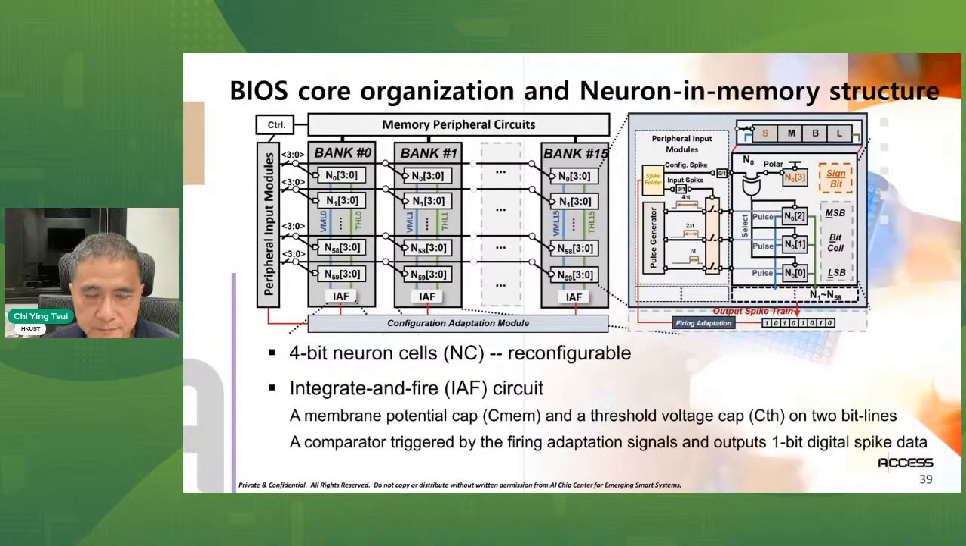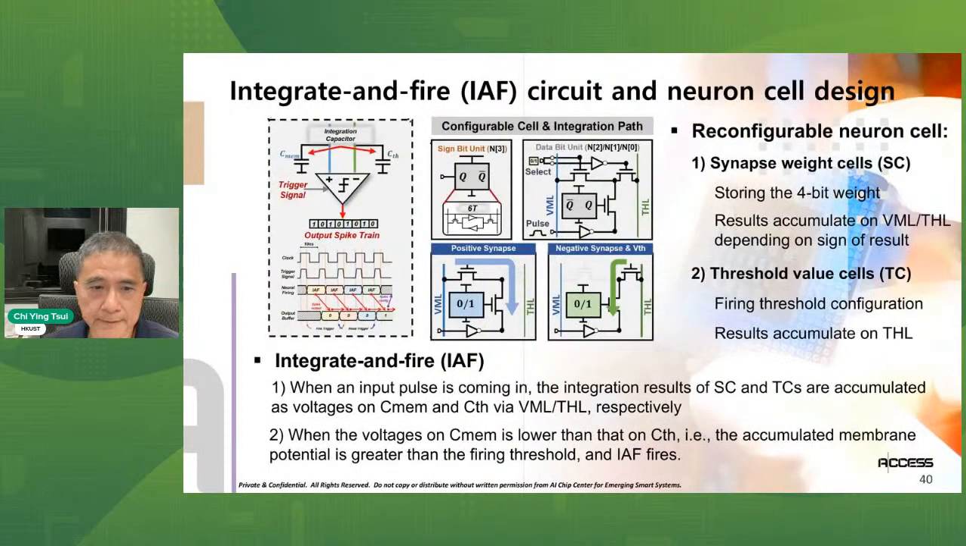When we compare the positive bit line and the negative bit line, we're basically comparing the absolute values of the integration and the threshold. Whenever the bit line plus is less than the threshold bit line, we know the integrated value is larger than the threshold, and then we fire, and the output pulse will be generated. So this is the idea: the same type of cell, where some cells are used for the integration path and some for the threshold path. We can configure different roles of the cell, as threshold calculation or as integration.